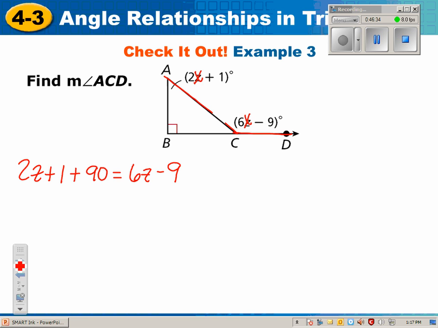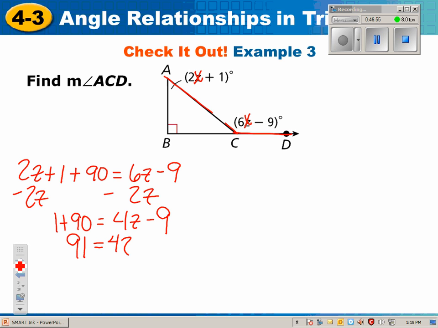All right, so can we just skip from here? Are you good? Do I need to go through and solve it? Yes? Okay, let's solve it. Subtract 2z. And we have 1 plus 90. I probably should have combined like terms first. What's 6z minus 2z? 4z minus 9. What's 1 plus 90? 91. 91 equals 4z minus 9. Add 9. What's 91 plus 9? 100. So 100 equals 4z.